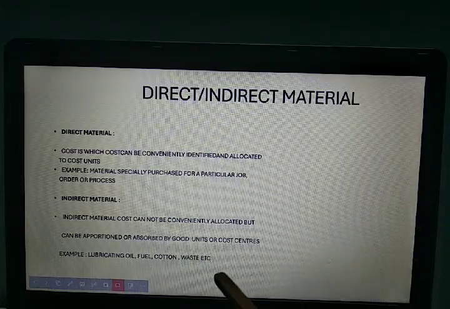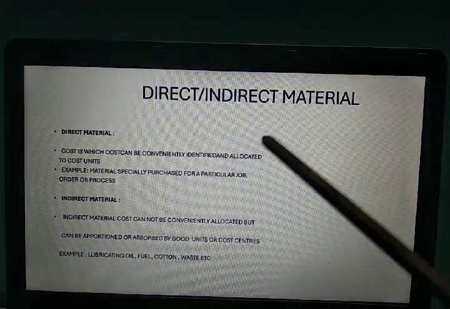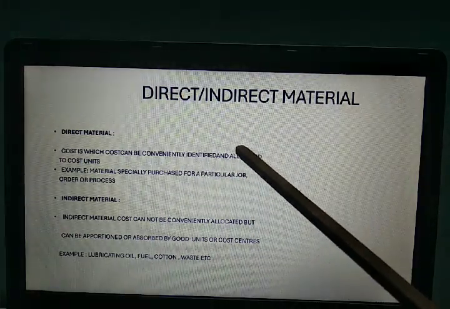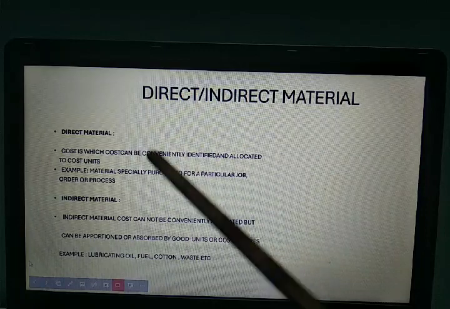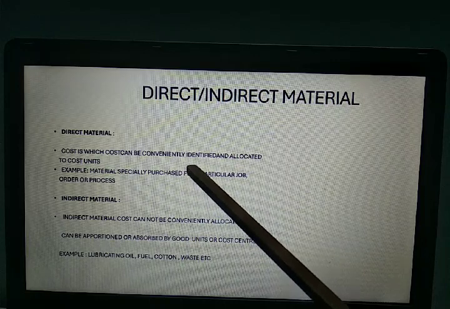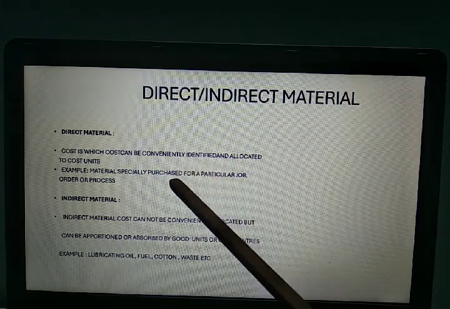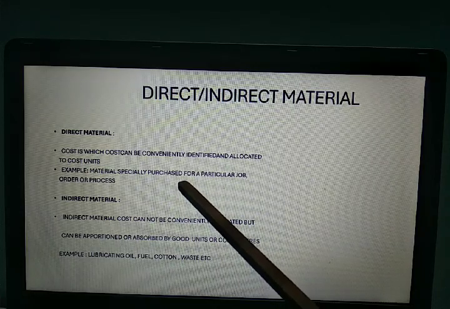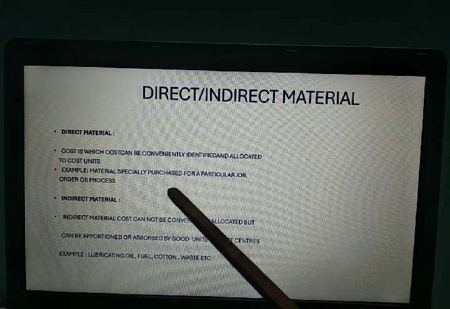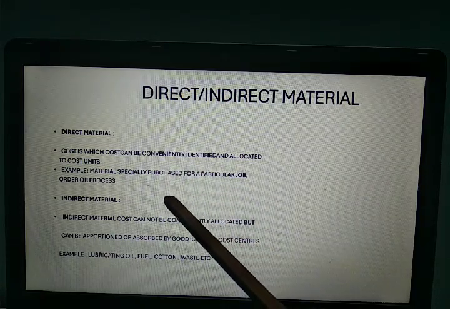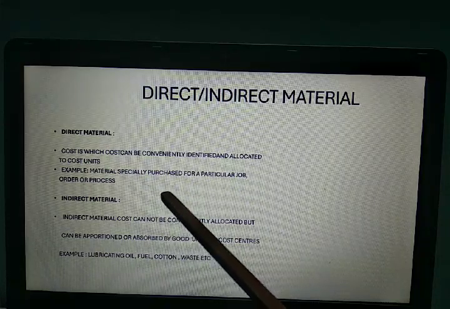So next we will go for material. We have explained that two types of materials are there: one is direct material, another is indirect material. Which are direct materials? Direct material cost is the cost which can be conveniently and directly identified and allocated to cost units straightway. For example, material specifically purchased for a particular job, order, or process.